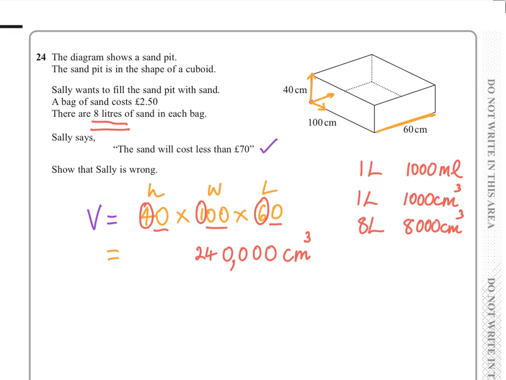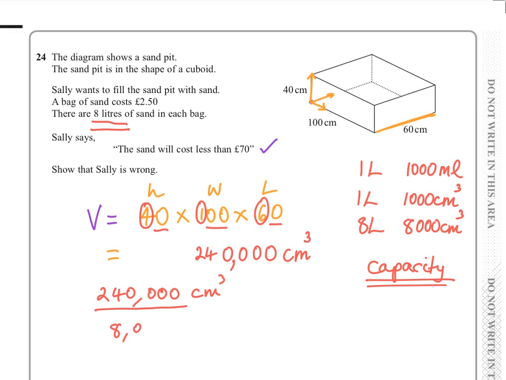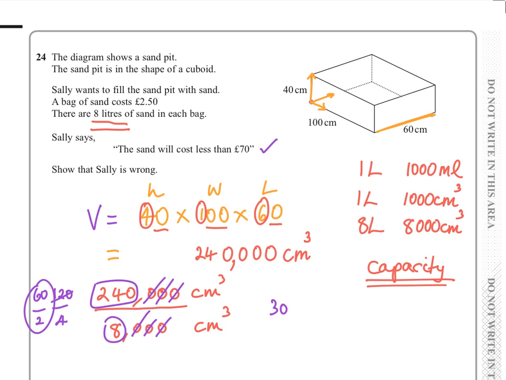So if we wanted to work out how many bags Sally would have to buy, then we could do it like this. We can look at the total capacity of the sandpit in centimetre cubes, and we can divide that by what one bag would be in centimetre cubes. And we can do some simple cancelling without a calculator. 240 divided by 8 as a fraction would be 120 divided by 4, which would be 60 divided by 2, which is 30 bags.